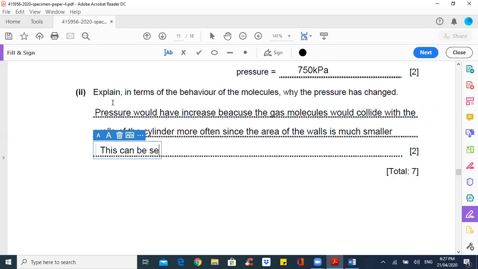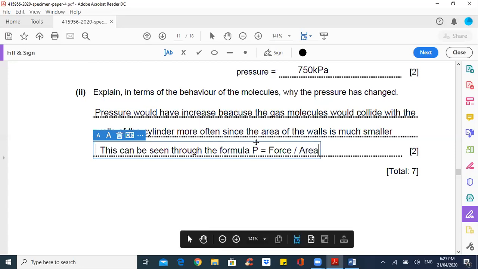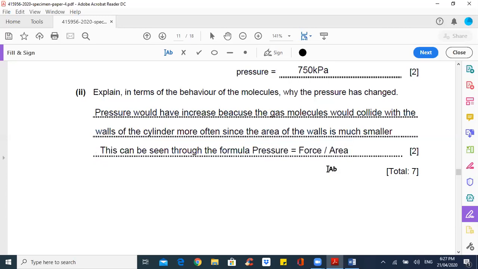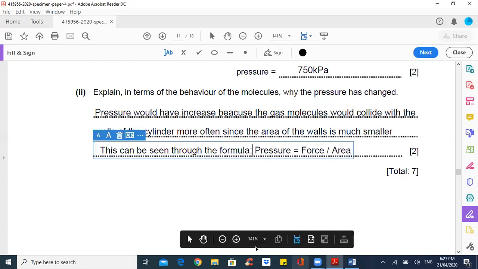This can be seen through the formula. Pressure is equal to force over area. Remember that? So the smaller the area, the greater the pressure; the greater the force, the greater the pressure. Good. So the formula would relate to that. So that should help. Again, everybody okay with that so far? Nice. So moving on.